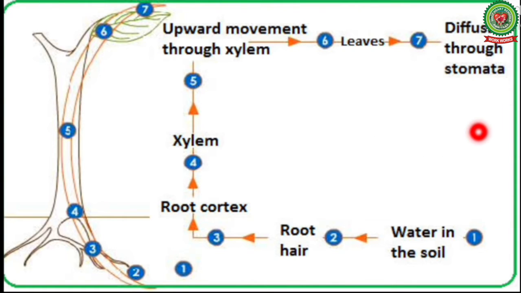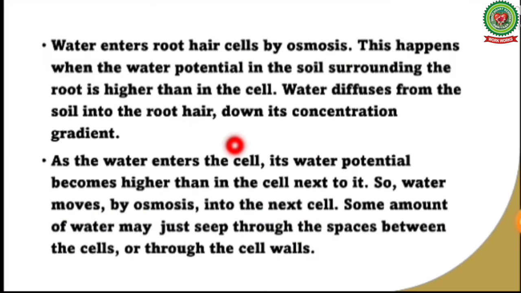In this image, we can see the complete pathway of how plants absorb water. Water enters root hair cells by osmosis. This happens when the water potential in the soil surrounding the root is higher than in the cell. Water diffuses from the soil into the root hair down its concentration gradient. As the water enters the cell, its water potential becomes higher than in the cell next to it. So, water moves by osmosis into the next cell. Some amount of water may just seep through the spaces between the cells or through the cell walls.